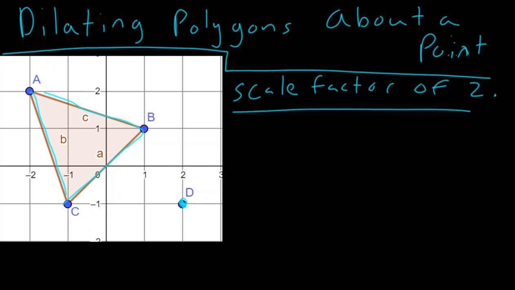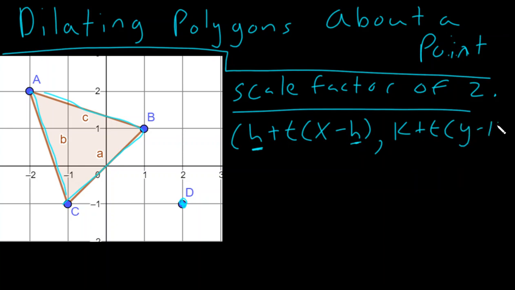Well, we want to use our formula, which is going to be this: h plus t parentheses x minus h. Remember what I taught y'all. The first letter and the last letter will always be the same, comma, k plus t parentheses y minus k. And so as you begin to memorize this formula, notice that the first letter and the last letter of each kind of coordinate pair will be the same.